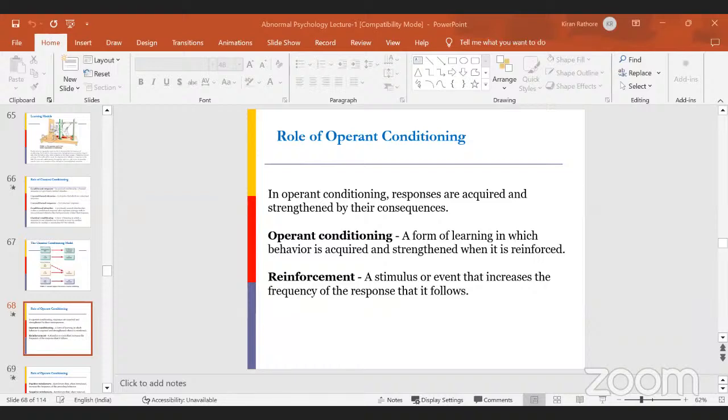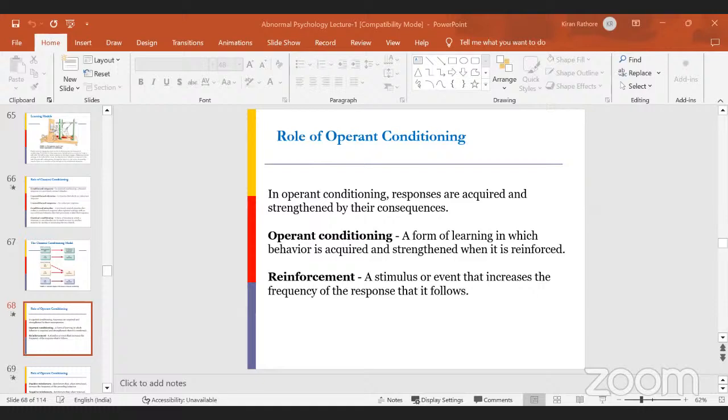That behavior will cease to exist because the consequence of the behavior has been very negative. So the response from your surroundings, your environment, and the consequences of the behavior will decide whether a person will continue to maintain that behavior or stop it. Okay, so that is what the behavioristic model believes in.